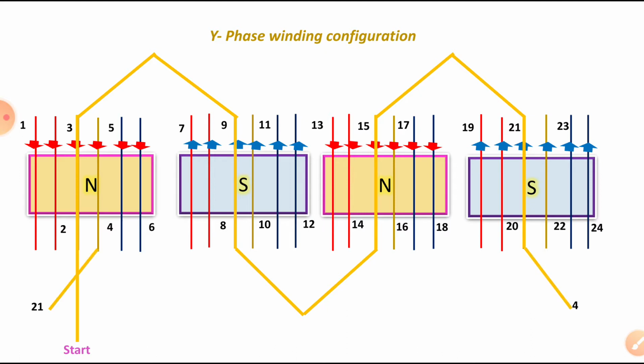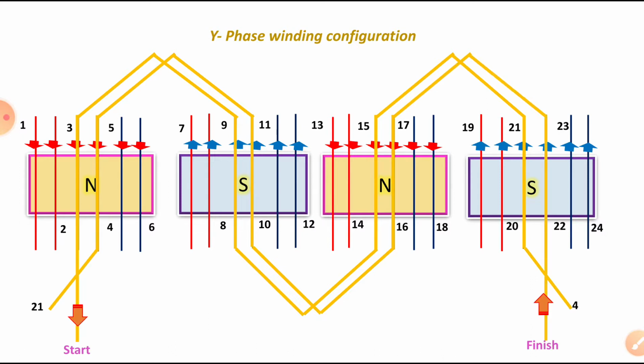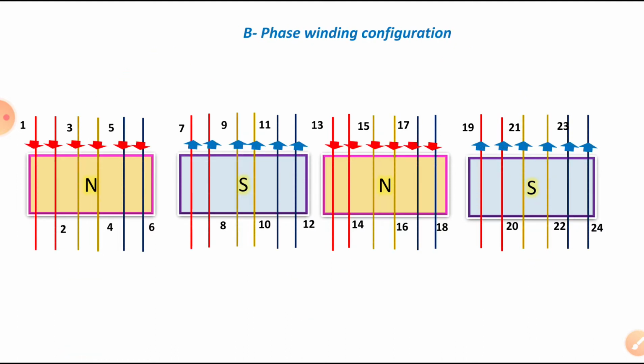Now, 4 plus 6 is equal to 10, 10 plus 6 is equal to 16, and 16 plus 6 is equal to 22, and 22 is the finishing conductor, you can see here. Okay. This is a Y phase winding configuration. Similarly, B phase.